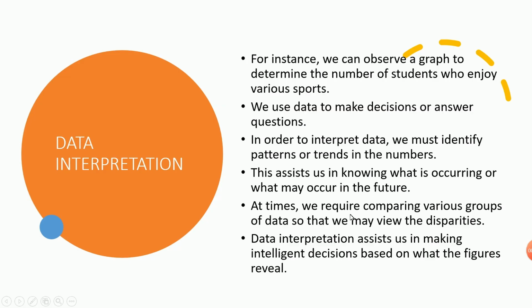So at times we require comparing various groups of data so that we may view the disparities. I don't know how many of you have heard about the movie Accountant. Ben Affleck is the actor in that movie. So there he will find financial discrepancies in a company account, going through various data from different files, like many years of files. So that's how we have to compare the data so that we might find which is not there, like that.